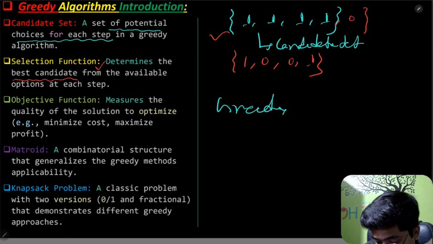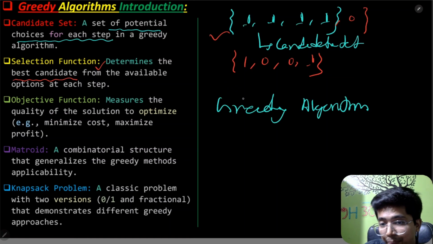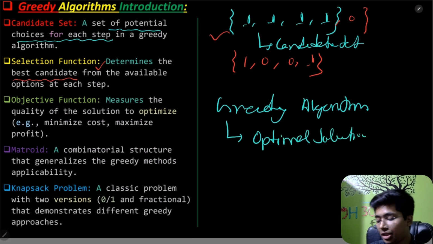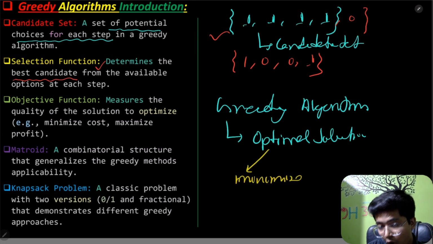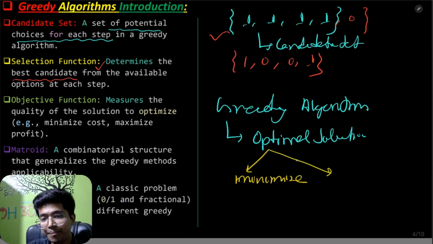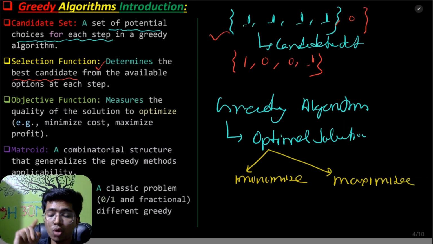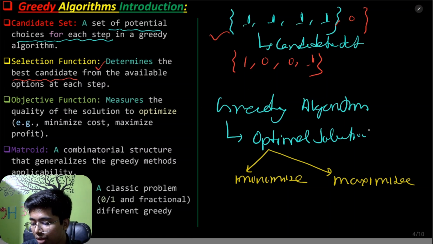Look, in the greedy algorithm we get an important term, that is optimization, the optimal solution. And this optimal solution either minimizes or maximizes. So it will either minimize or it will maximize. That is the main objective function of optimization problems.